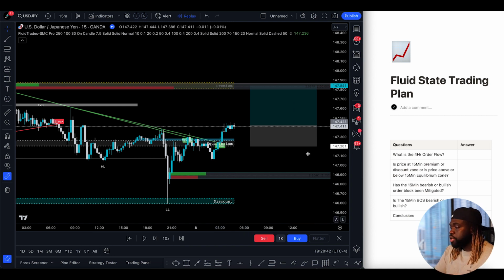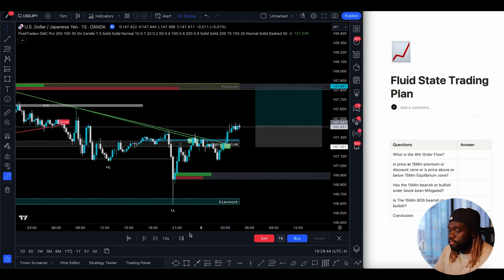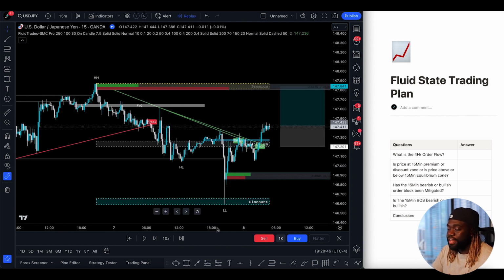So I look at my trading plan, right? Before I even enter a trade or look for anything, I look at my trading plan. I'm asking myself, what is the 4-hour order flow?